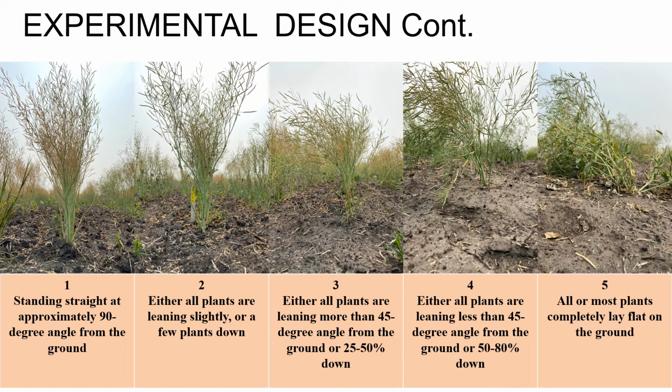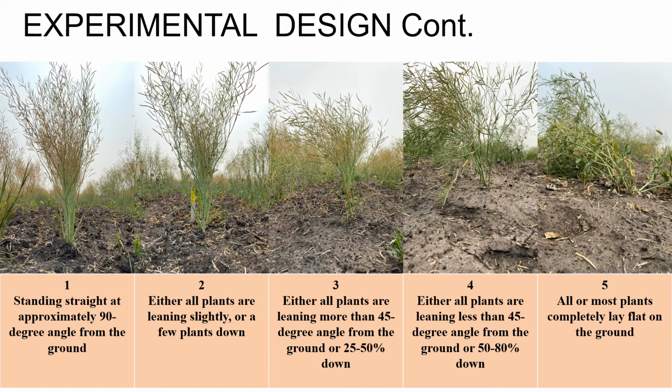For instance, the lodging score of 1 is given to rows that are standing straight at approximately a 90-degree angle from the ground. A lodging score of 2 is given to rows where either all plants are leaning slightly or a few plants are down. A lodging score of 3 is given to rows where either all plants are leaning more than a 45-degree angle from the ground or 20 to 50% are down.